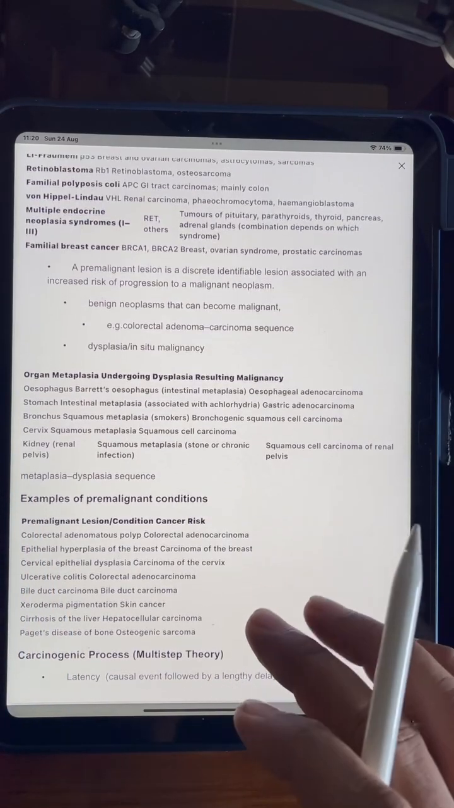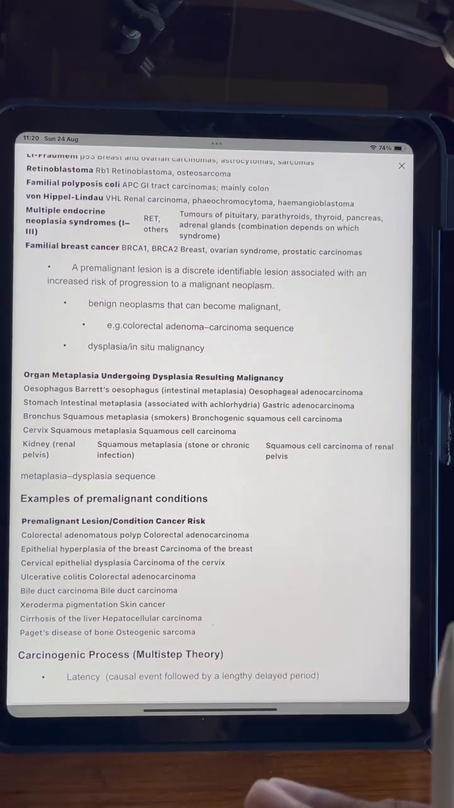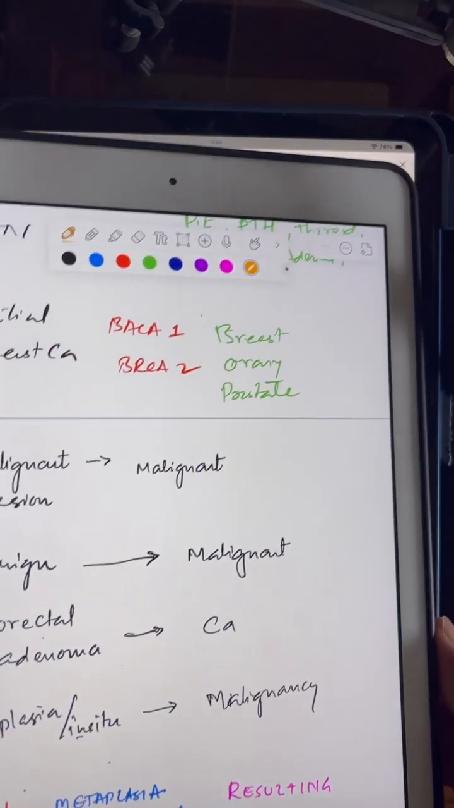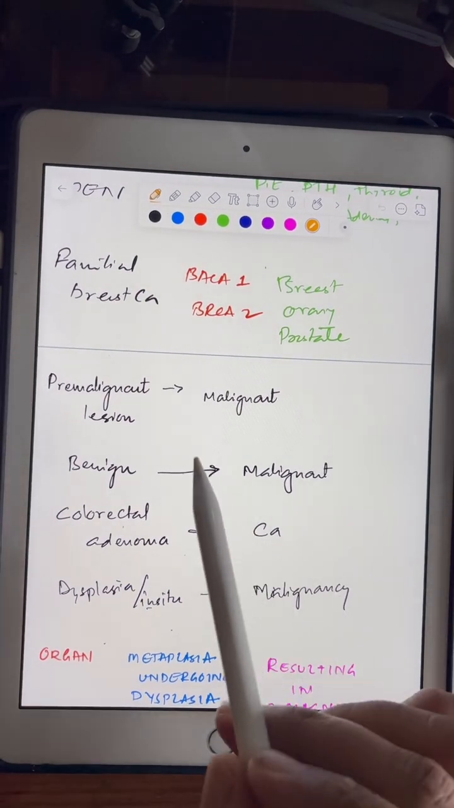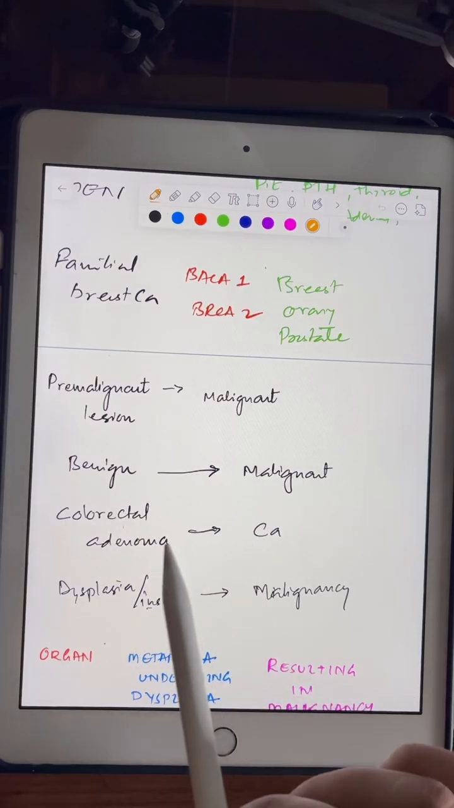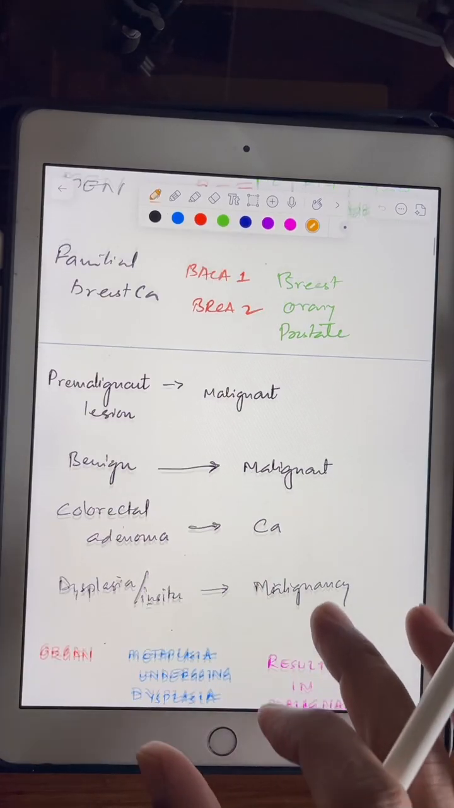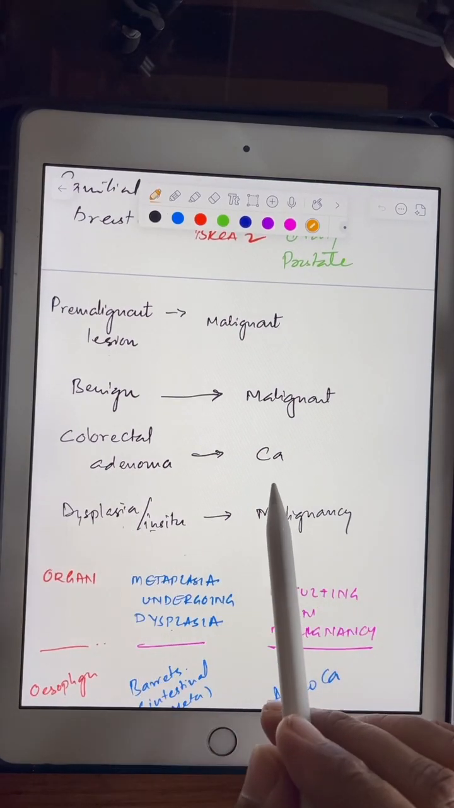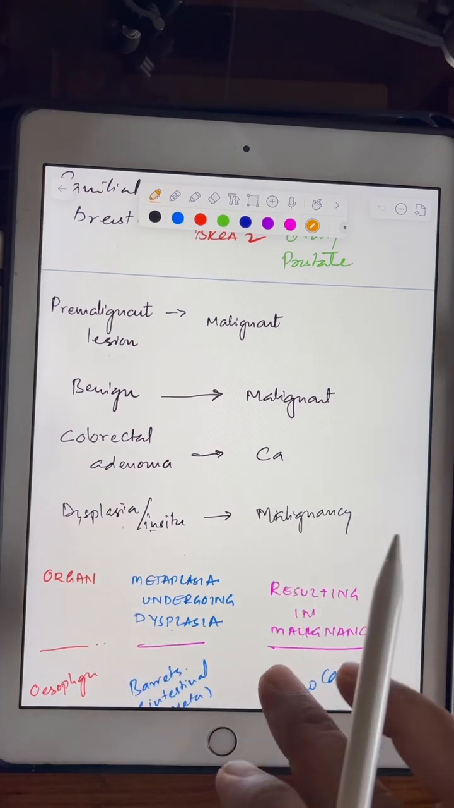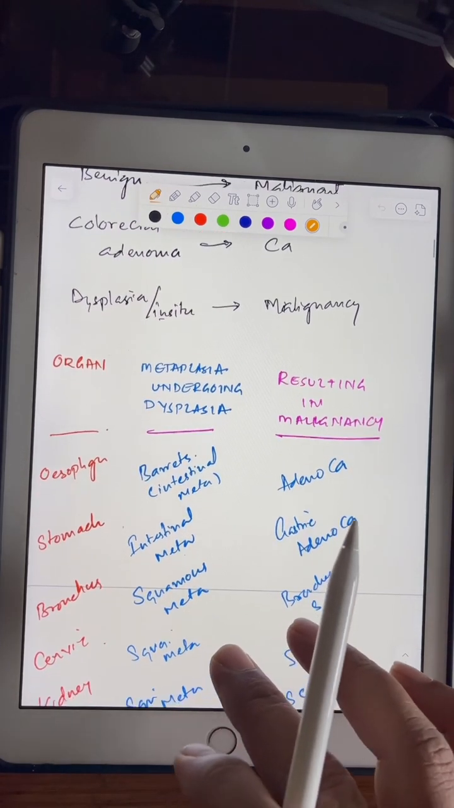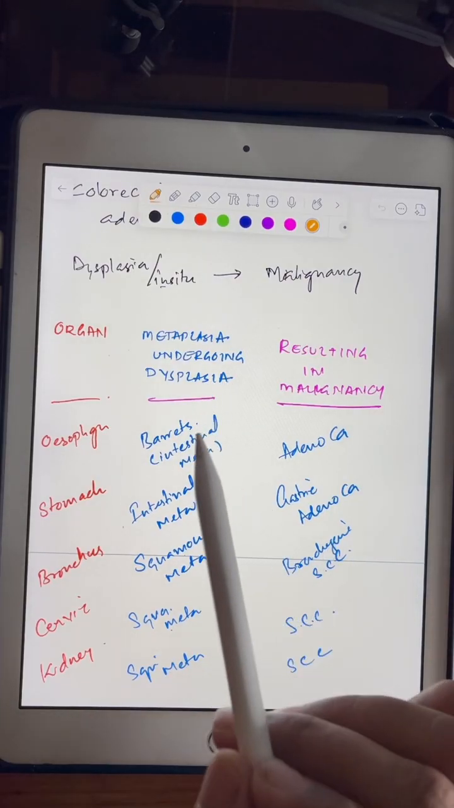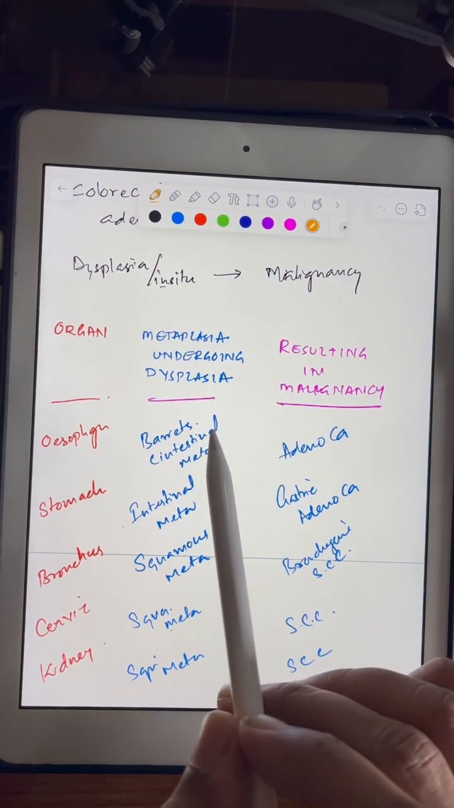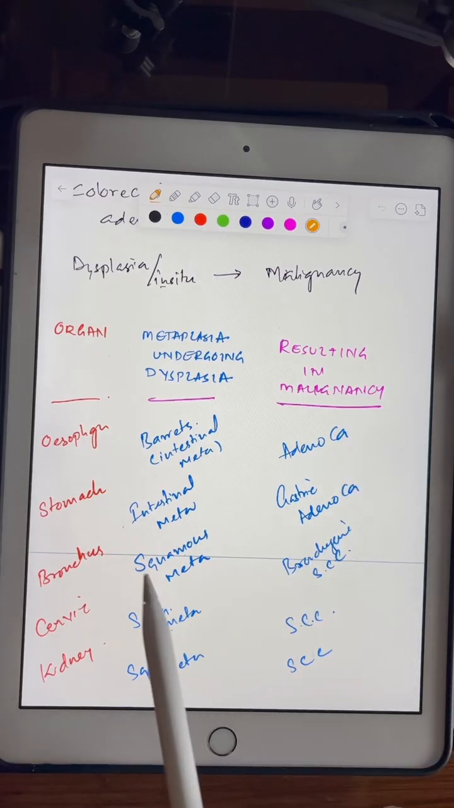Now let's go for organs with metaplasia. Now let's see the pre-malignant lesions that convert from benign to malignant. Colorectal adenoma can convert to carcinoma. Dysplasia, carcinoma in situ, can convert to malignancy. Let's see which organs have metaplasia undergoing dysplasia, resulting in malignancy.